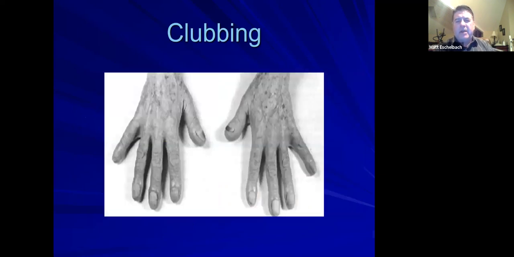Here's clubbing. I don't see as much anymore, primarily because most of these folks are on chronic oxygen. So if they get oxygen at night or during the day, you can prevent clubbing, physiologic clubbing, but it's something that is a telltale for COPD or restrictive lung disease that is chronic. You get the very tips where they look like they're bulbous and inflamed.